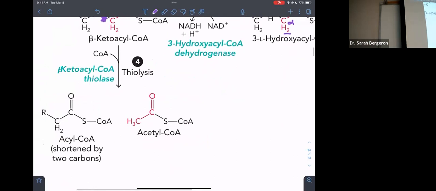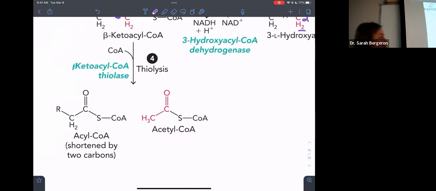So now what are we left with? Well, we had our 2 carbon unit attached to coenzyme A. What is this? Acetyl-CoA, right? So now we've generated our very first acetyl-CoA molecule, and we bring in a new CoA, hook it onto the end of whatever's left of our fatty acid, and we can keep going. Okay, pretty good.